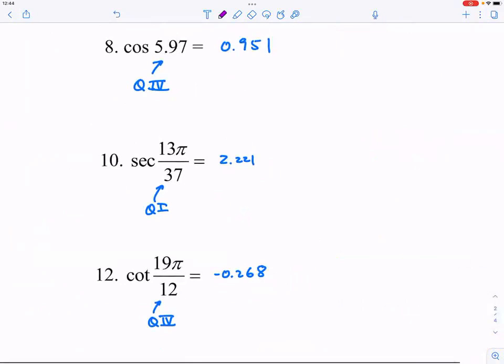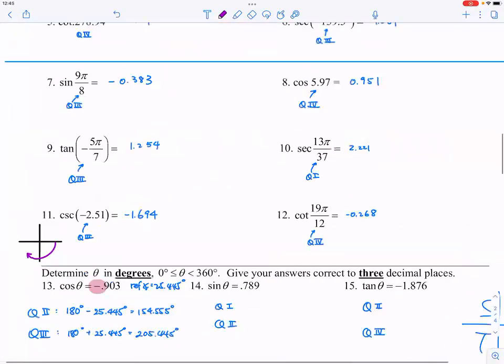All right, number 8: 0.951. Number 10: 2.221. And for number 12, negative 0.268. Just make sure that when you do these questions, you change your calculator mode. The best way to protect yourself, the best way to know that you are in the right mode or not, is that you identify these quadrants. Sometimes the sign may not align, and then you know, wait, hold on, it's in quadrant 1, how come I'm getting a negative value? Then you smell something bad and you know you've got a problem.